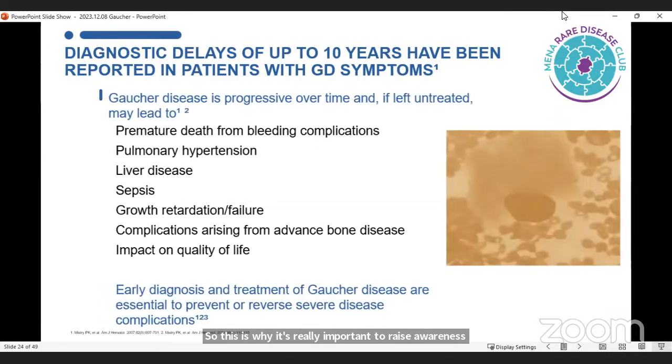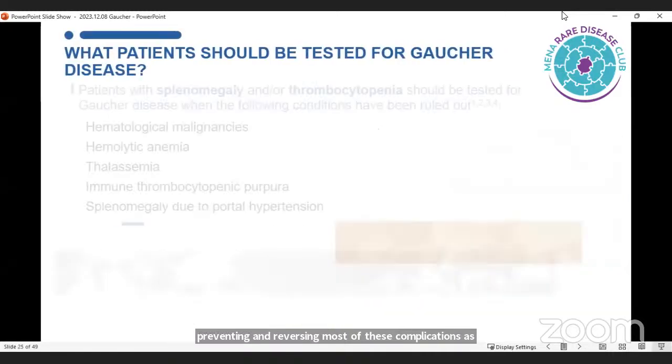Now we know that if we don't treat Gaucher disease, we have really severe complications, like simply from bleeding. Bleeding can cause big problems. Interstitial lung disease can cause pulmonary hypertension, liver disease, sepsis, growth retardation, the complications from bones. At the same time, we know that the treatment, enzyme replacement therapy, is efficacious and safe in preventing and reversing most of these complications, as we will see in the next few slides.